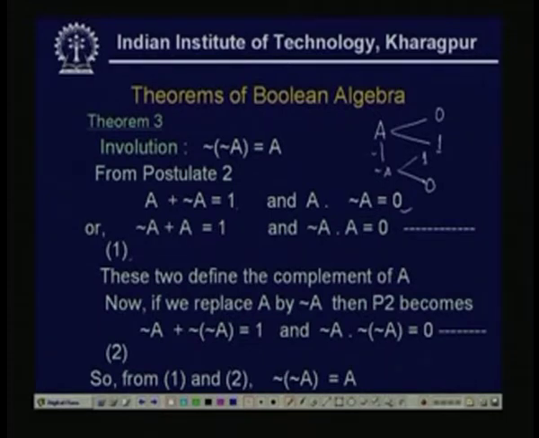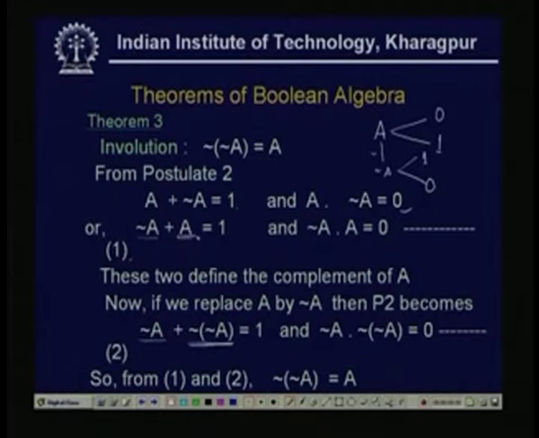Negation of negation A equal to 1, and here the dot, A is replaced by negation A. So, negation of negation A equal to 0. I mark this as equation 2. So, from equation 1 and equation 2, what we get? Equation 1 was negation A plus A equal to 1. Here equation 2, this is negation A plus negation of negation A equal to 1.